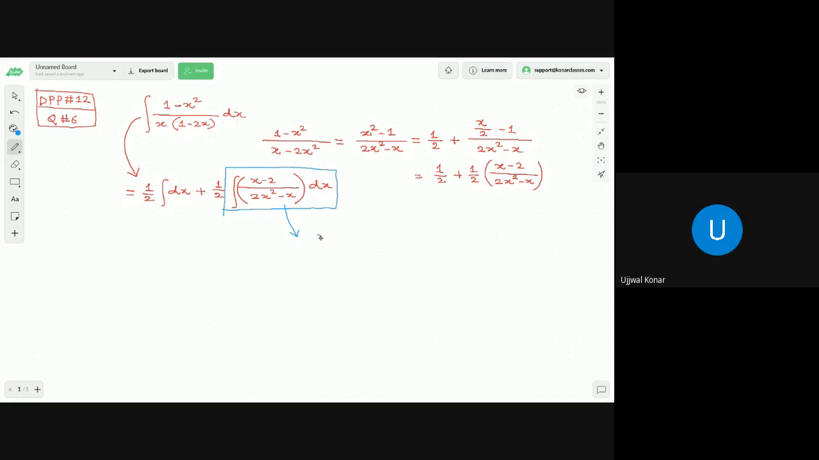So this becomes what? x minus 2 divided by 2x square minus x. Can't you write it like this: x minus 2 by x into 2x minus 1. After that, what do you tell me? If I apply partial fractions, then what should you do? But it doesn't come under... It doesn't come under what?